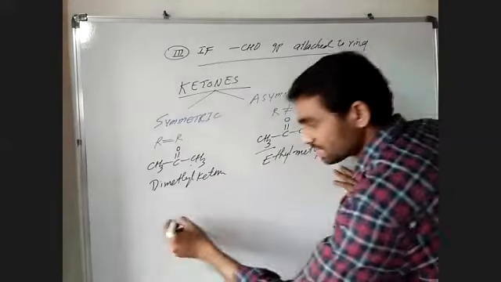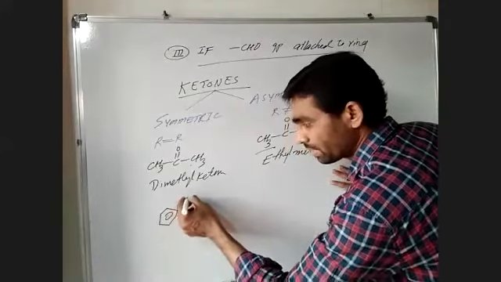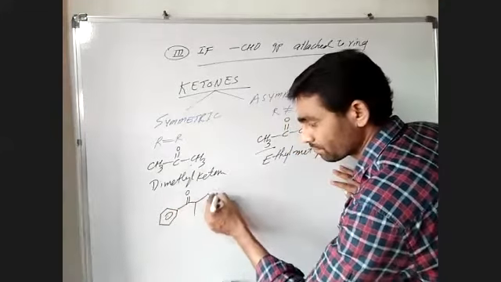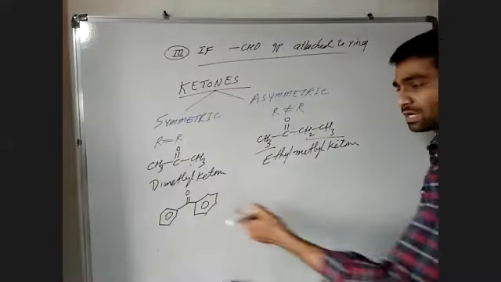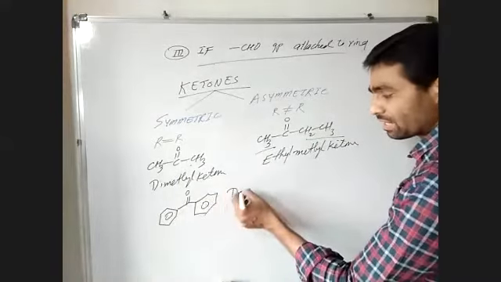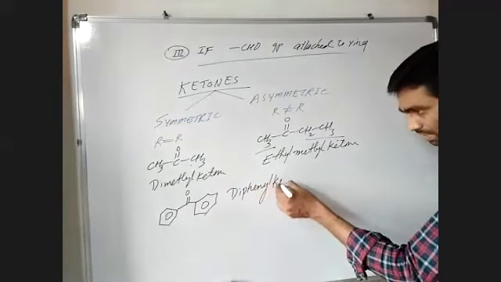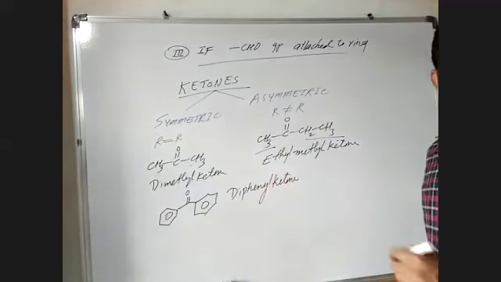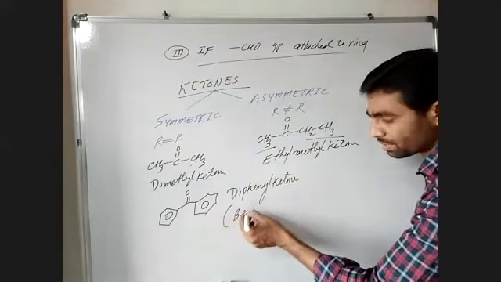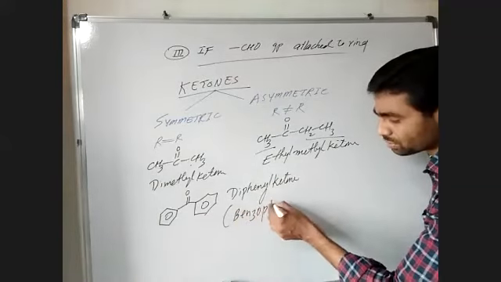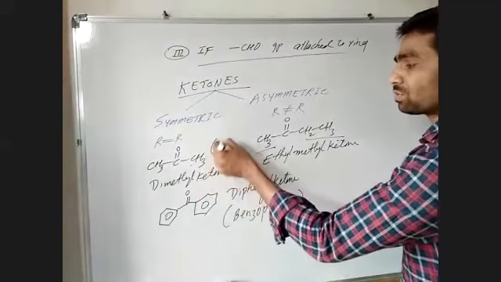Let us go for another example. So now see, I am having like this suppose phenyl ring and hairpin. What is the common name for this? Phenyl. So I can write diphenyl ketone. What is another name? Benzophenone. Remember this. Benzophenone. This common name is acetone.